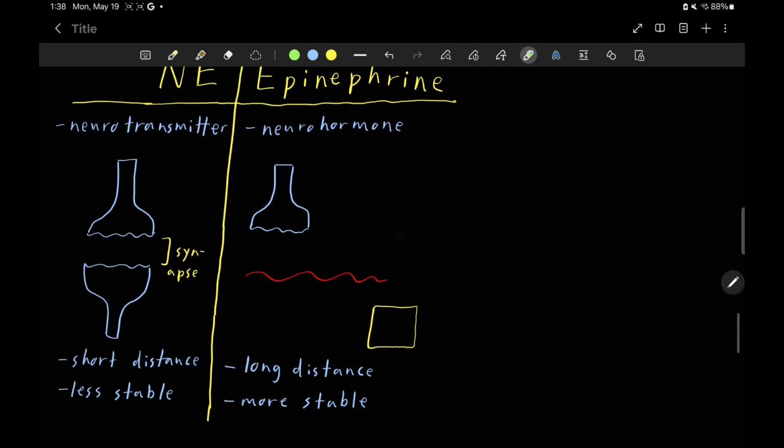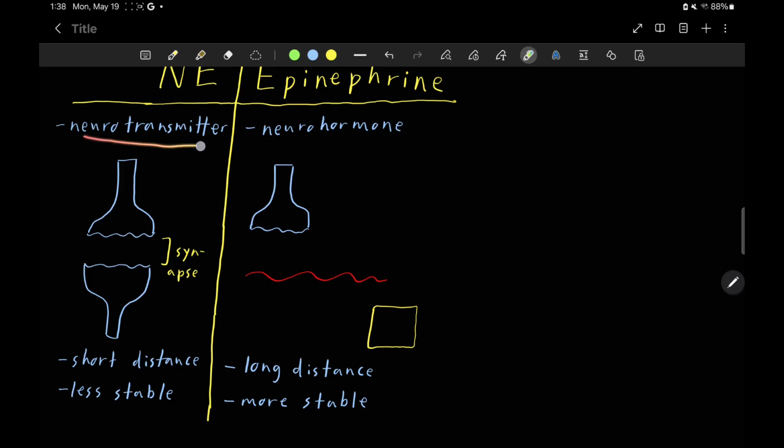On the other hand, a neurohormone is a messenger molecule that comes from a neuron. But instead of going over a tiny, tiny gap to get to your next cell, it has to travel a much further distance. And in fact, it travels through the bloodstream. It travels a far distance through the blood to get all the way to this tissue, which is far, far away.